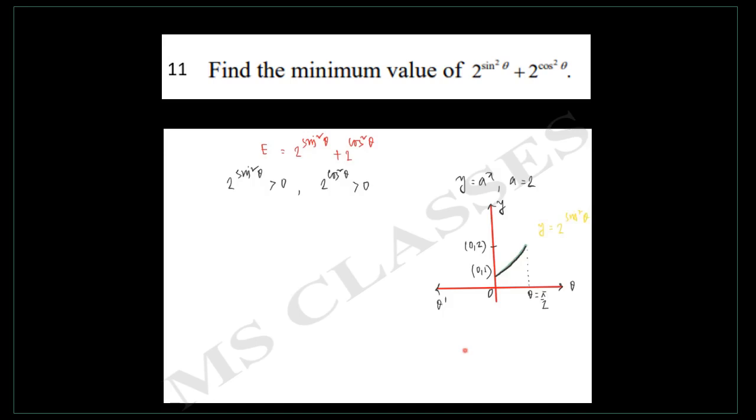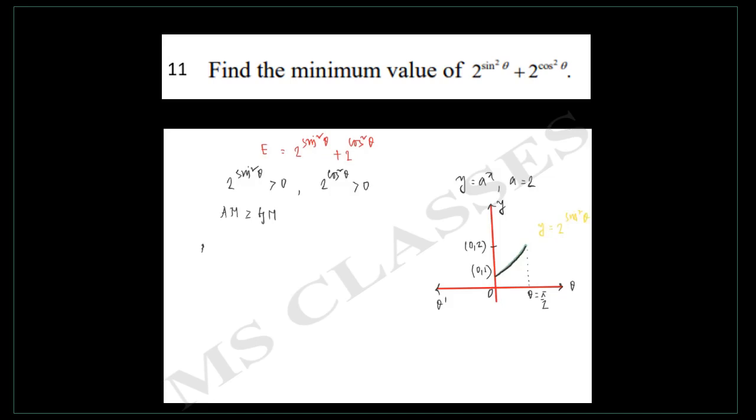So see, from the beginning, we have 2 to the power of sine square theta plus 2 to the power of cos square theta. 2 to the power of sine square theta is greater than 0, 2 to the power of cos square theta is greater than 0, because both are in exponential form. So for the exponential function, you can see it is above the x-axis. If you do not draw the graph, no issues. You can directly write this is greater than 0, because the range of the exponential function is always positive. If both are greater than 0, then you can apply AM greater than or equal to GM.